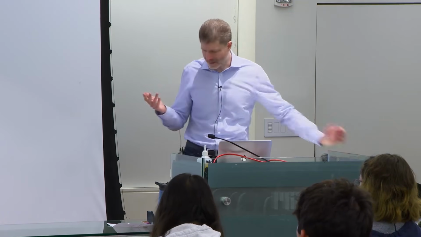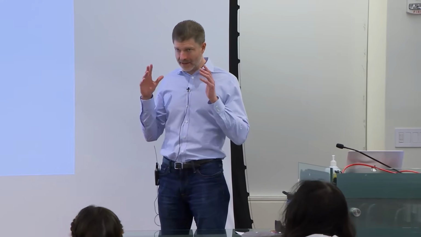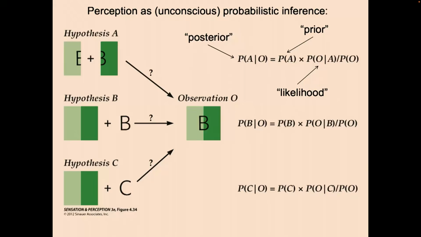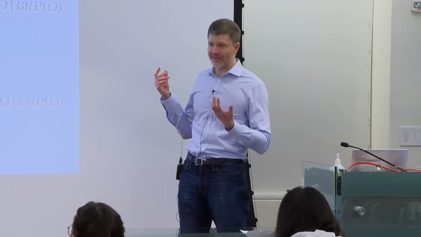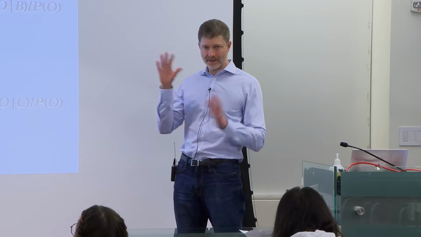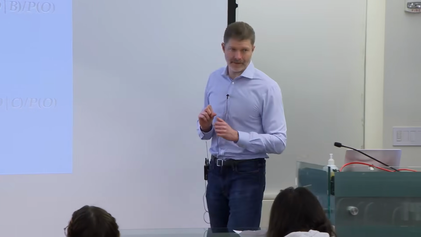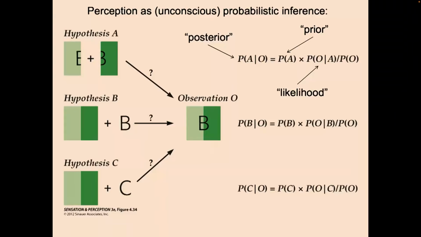We believe that over evolution and development, your brain has internalized the statistical regularities of the world, and that's what enables you to solve these ill-posed problems. Then we talked about the idea of perception as unconscious inference and how we can formalize that with Bayes' rule, where the task of perception can be considered that of finding the hypothesis about the world that is most probable given some observed signal O. That can be decomposed into the prior and the likelihood.